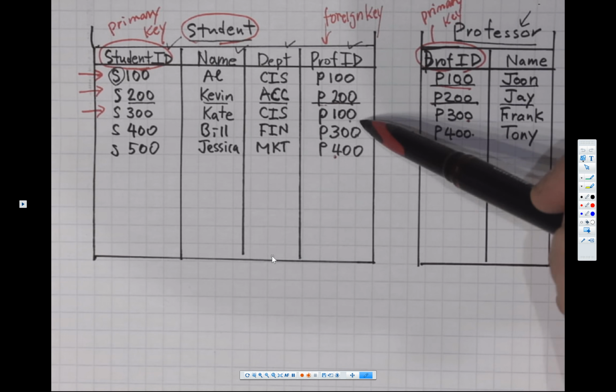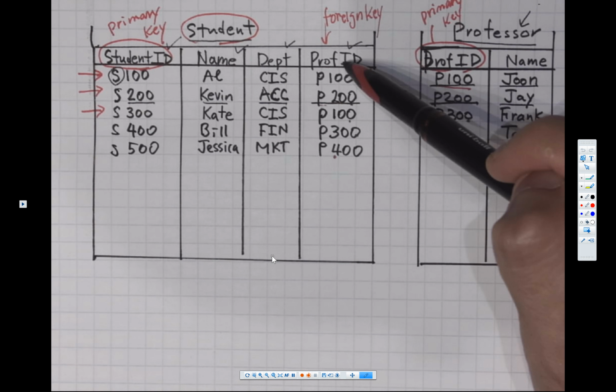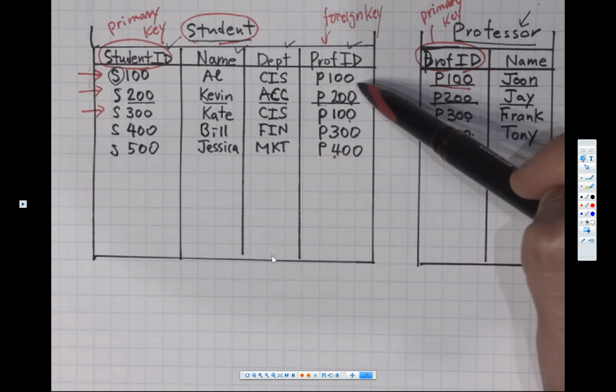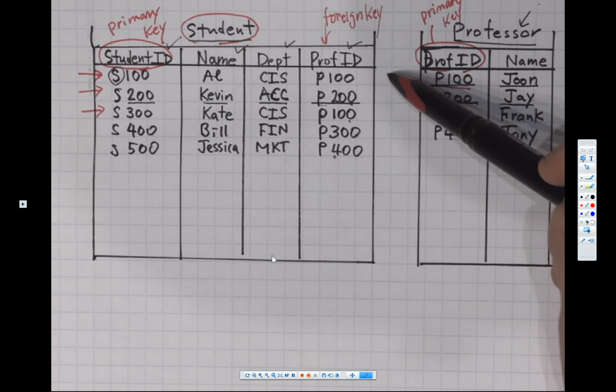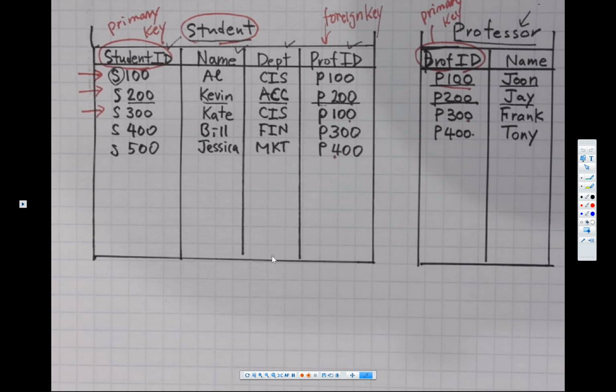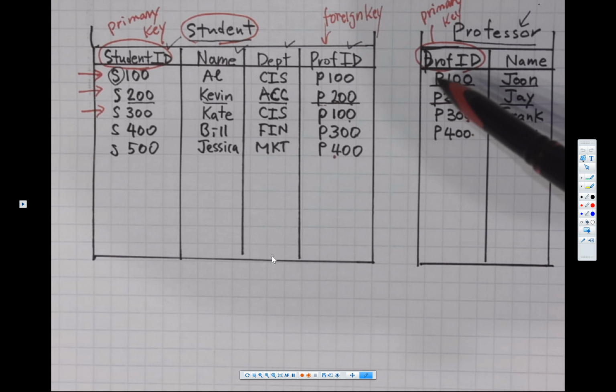Basically, for all the values in the foreign key, we can find that value in the primary key field, like the professor ID field in the professor table. That means referential integrity is satisfied, right? It's properly enforced.